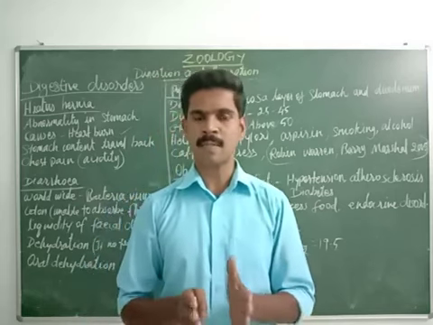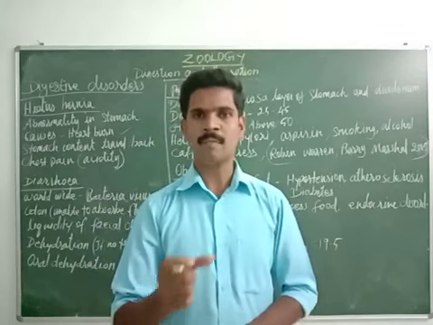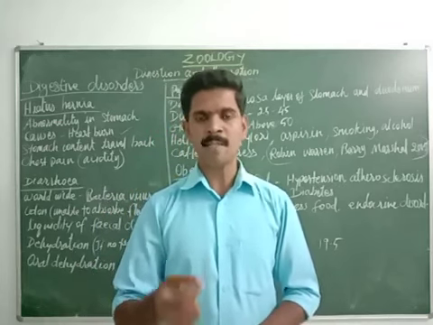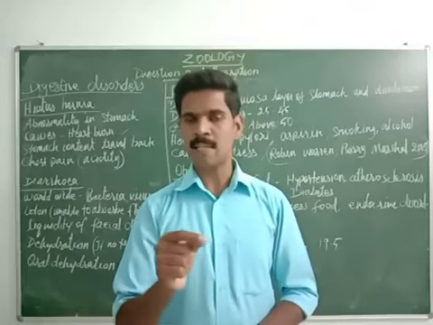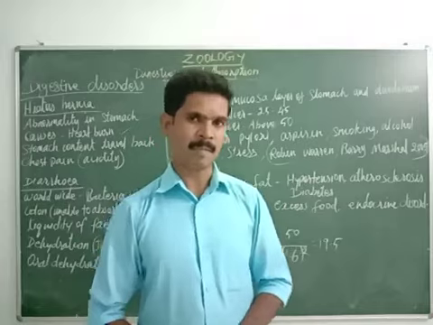So when a person's BMI is between 19 and 25, that person is a normal weight person. If the BMI is below 19, that person is a lean person. If the BMI is above 25, that person is an obese person.